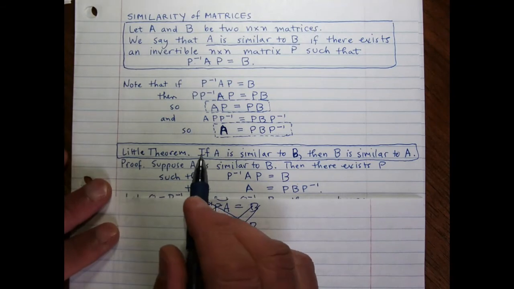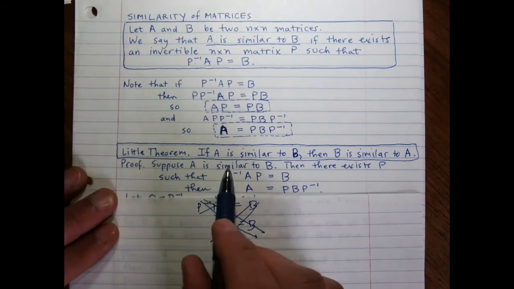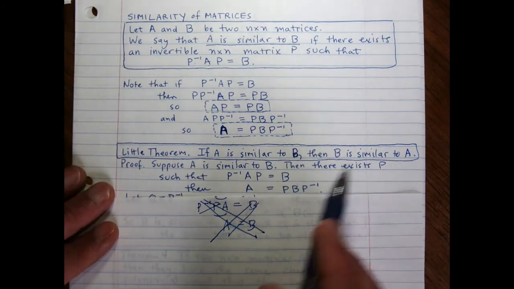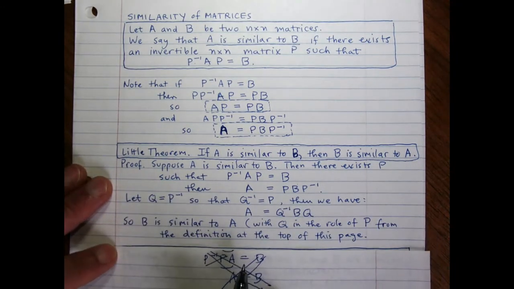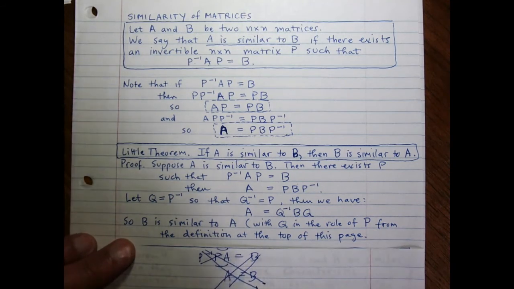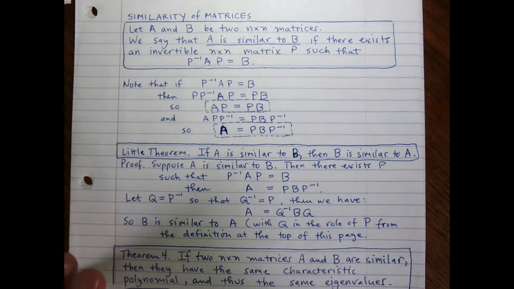I call this a little theorem. It's kind of obvious, but it's worth stating. If A is similar to B, B is similar to A. And I wrote out the proof there, and you can just think about that on your own. So we can talk about two matrices being similar to each other.